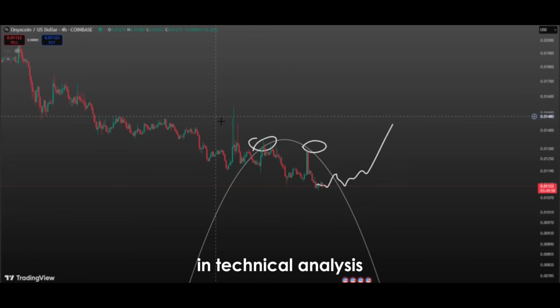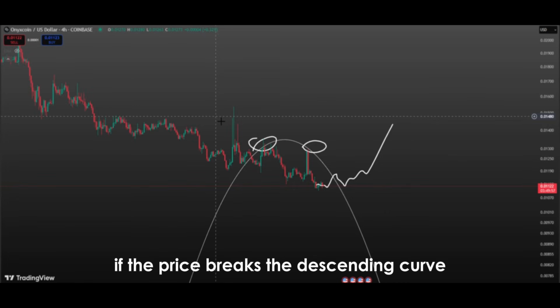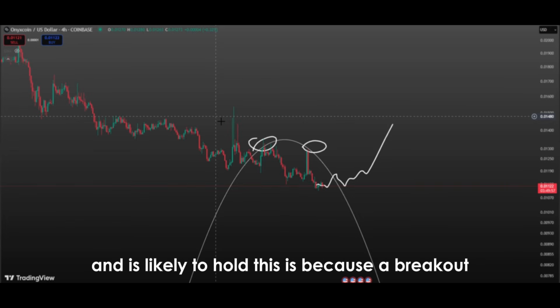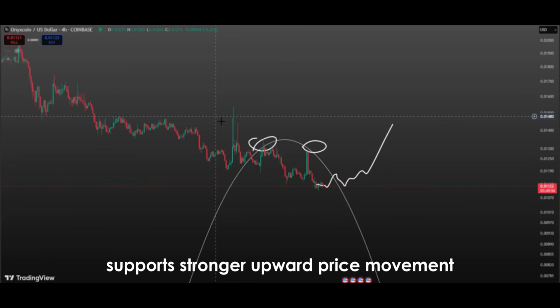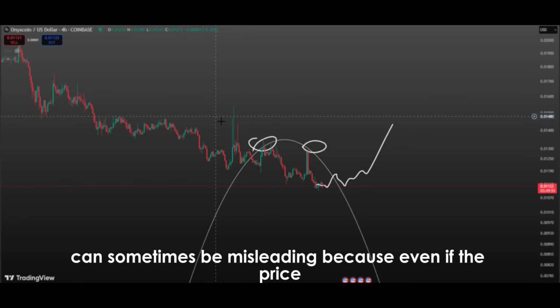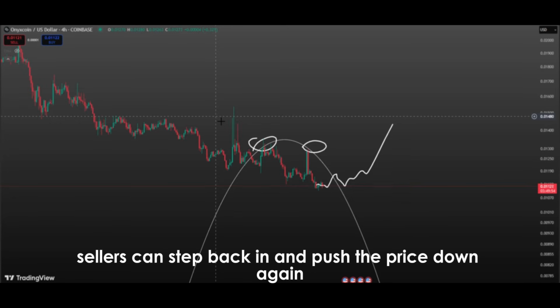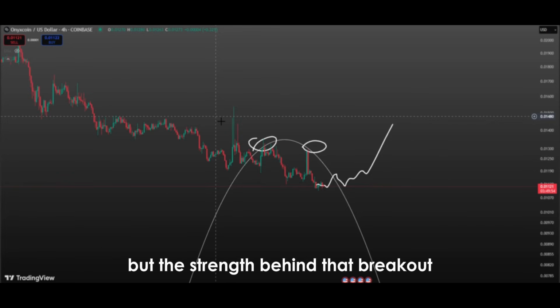In technical analysis, such breakouts are often assessed together with volume. If the price breaks the descending curve accompanied by strong volume, it suggests that the breakout is not fake and is likely to hold. This is because a breakout with the participation of big players and institutional investors supports stronger upward price movement. A breakout without volume, on the other hand, can sometimes be misleading because even if the price briefly moves above the curve, if buyers are not strong enough, sellers can step back in and push the price down again. Therefore, what investors need to watch is not just the break of the line, but the strength behind that breakout.